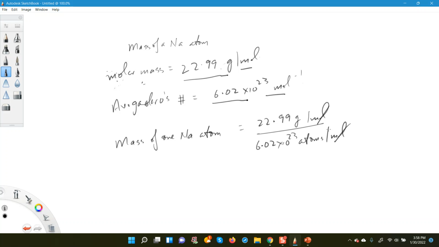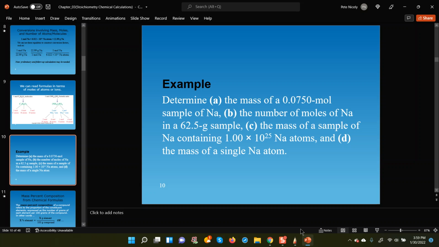The mole units will cancel out. So basically your final answer would be the mass, the unit of grams per atom. So let's do that calculation. That would be 22.99 divided by 6.02 times 10 to the 23. So according to my calculations, this works out to be equal to 3.82 times 10 to the minus 23 grams per atom. All right. Okay, so that's basically how we do these examples.